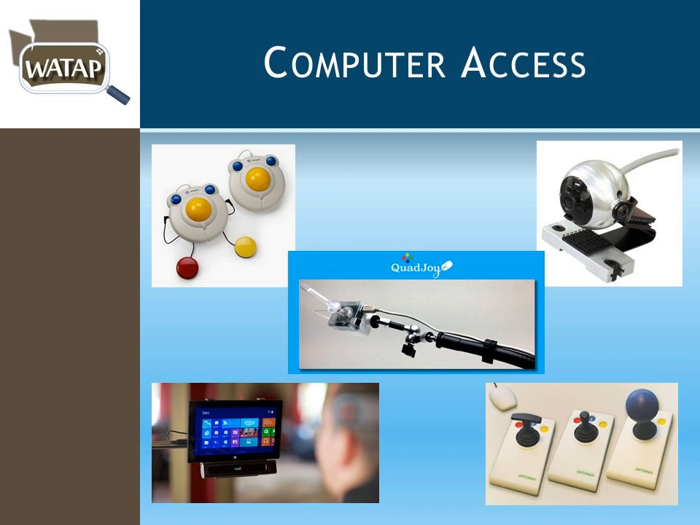Sip and puff is what you see up in the middle there. The quad joy is a mouth controlled joystick. So it really determines, again, what type of functional ability the person has, which will oftentimes lead us to the type of mouse control that the person is going to be the most accurate and successful with.